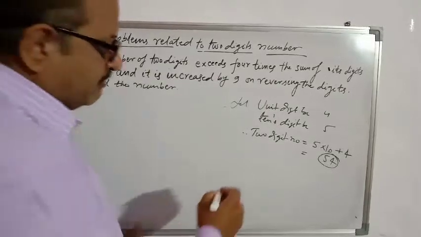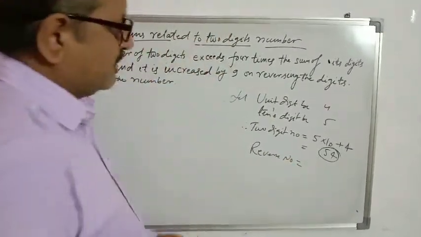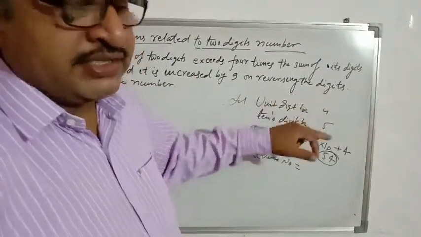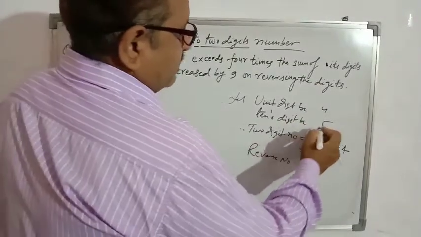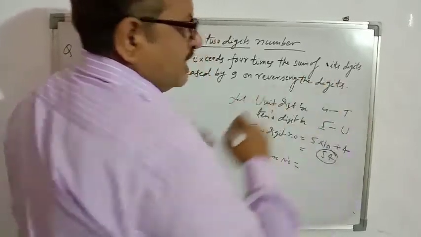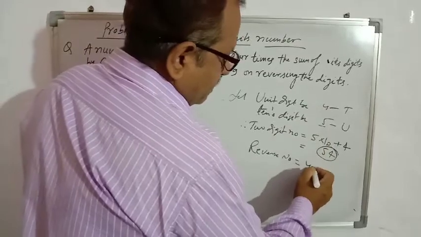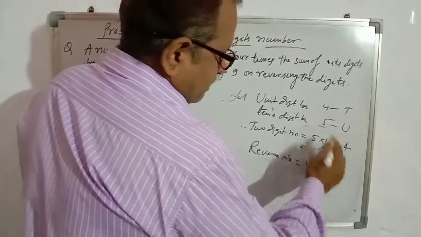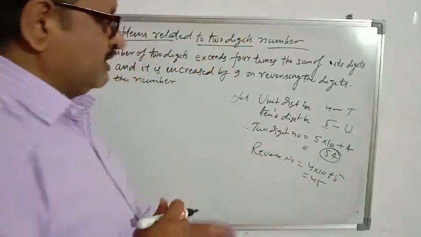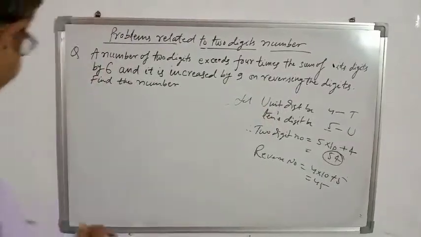And what will be the reverse number? Reverse number means the tens digit and unit digit are interchanged. In case of the reverse number, the tens digit becomes the unit digit, and the unit digit becomes the tens digit. The tens digit is 4 here, so we will multiply 4 into 10 and then add the unit digit. So 10 into 4 is 40, 45. This is the method to write a two-digit number if the unit digit and tens digit are known.